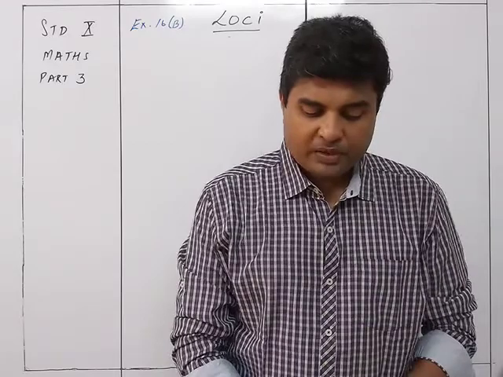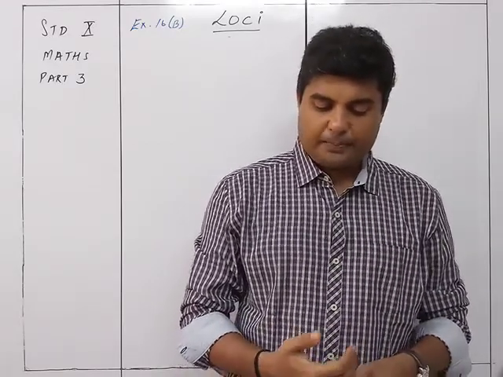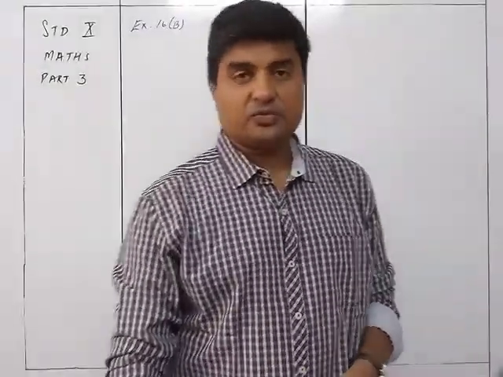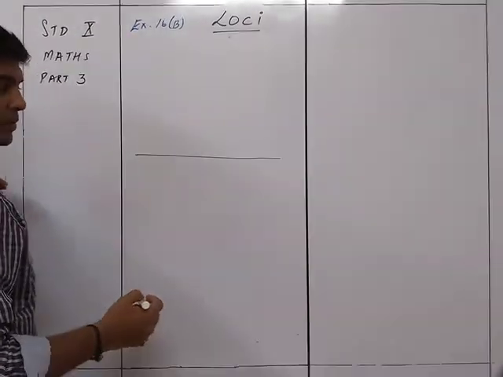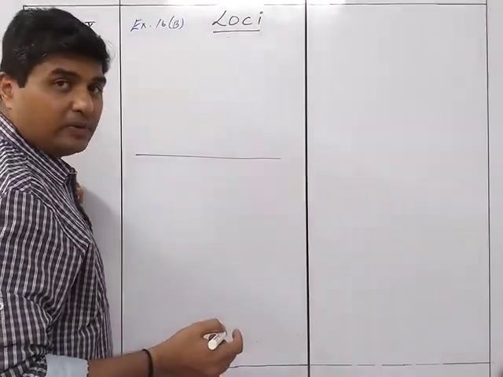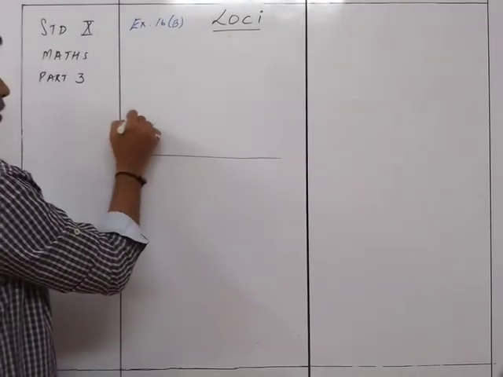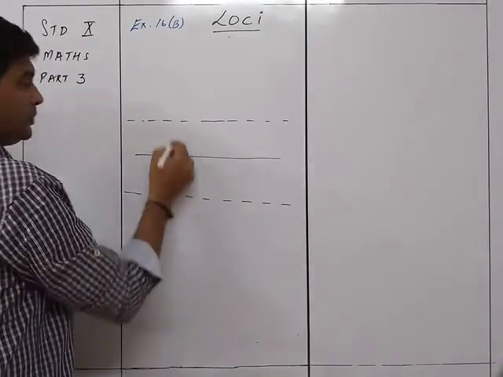Now the fifth point: the locus of a point which is at a given distance from a given line is a pair of parallel lines to the given line at the given distance from it. So if I have a line over here and I need to find the locus of a point which is at a fixed distance from this line, it will be a line on top of this and a line on the bottom of this, which will be parallel lines.